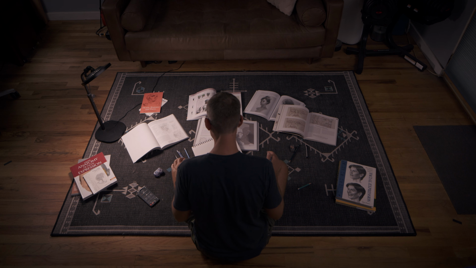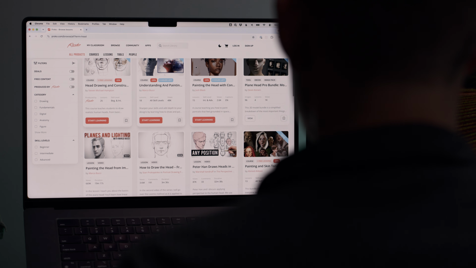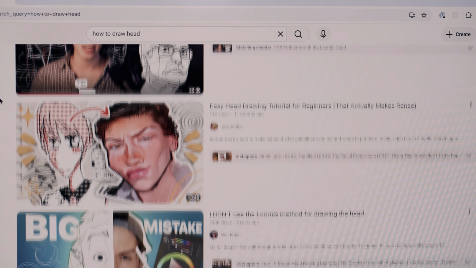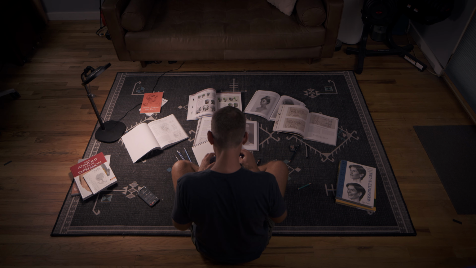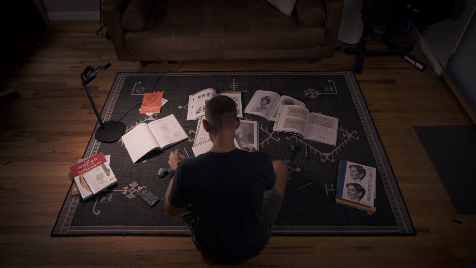There are so many resources for drawing heads and faces that it's honestly a bit overwhelming. I'm going to look at some books, courses, and videos. Really anything I can find. There's a lot of good stuff out there, and there's also plenty of stuff that we could skip because there's just better resources presenting the same information.